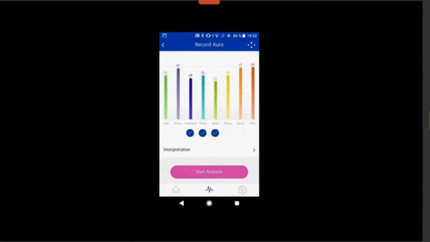By the way, this is the 7 chakra model. There are different chakra models. There's a 12 chakra model and so on. We chose the 7 chakra model because this is the one which is widely known. Therefore, we're actually using that one.